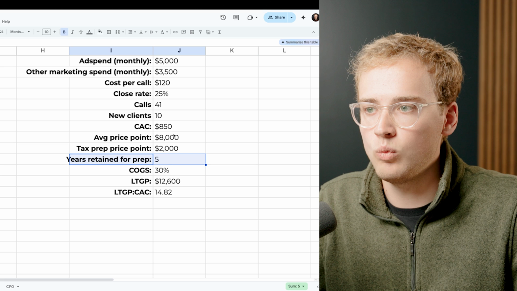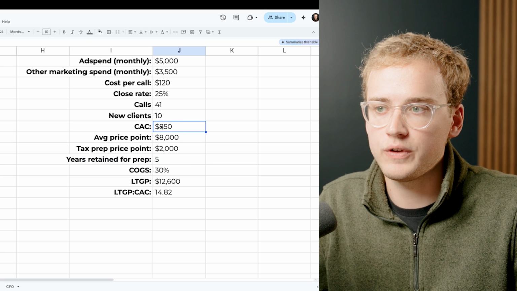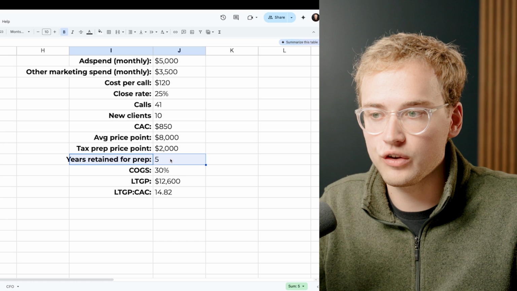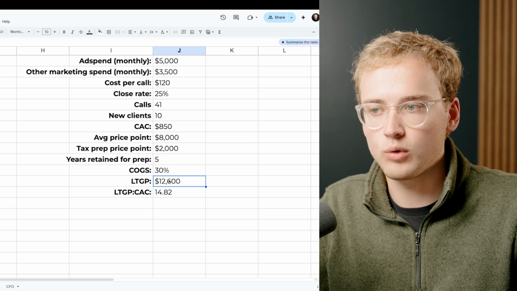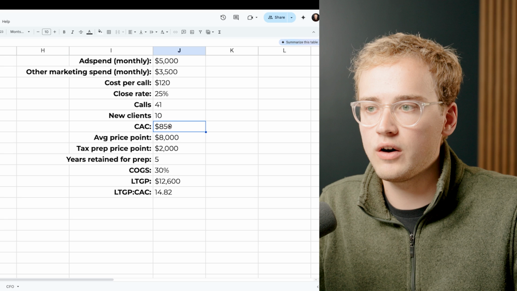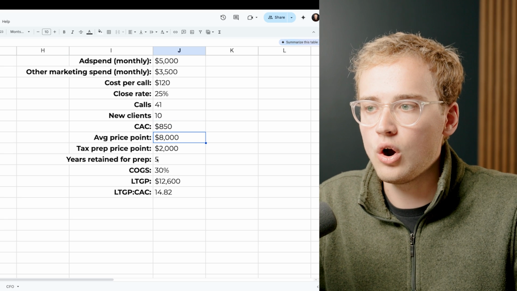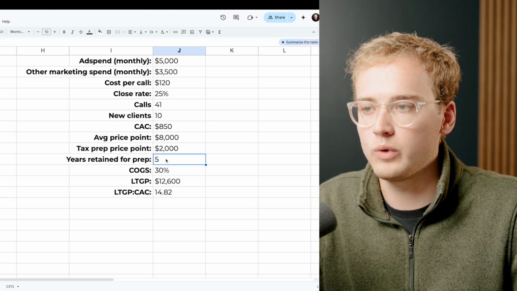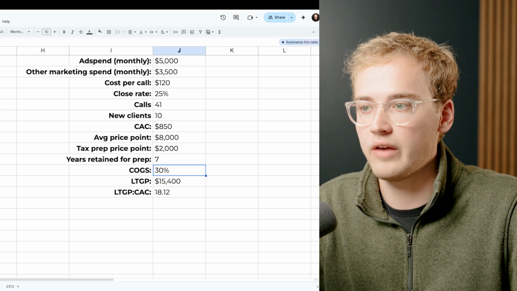So we're paying one time, at this point, $850 to acquire a customer. How many years can we retain that customer for to max out the amount of money we're making from them over that lifetime, right? Because we could go spend $850 to get another $8,000 client, or we could just increase the amount of time somebody's sticking around with us to, let's say, 7 years now.